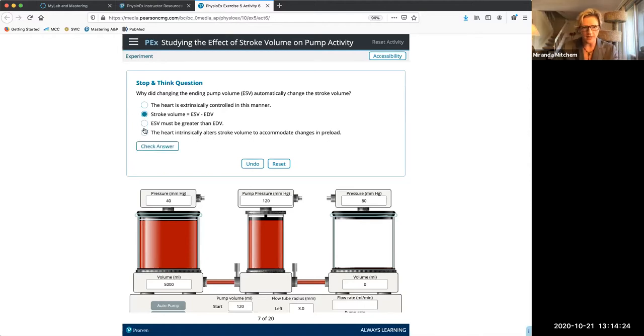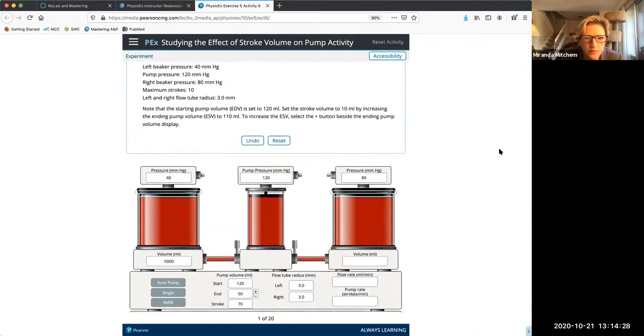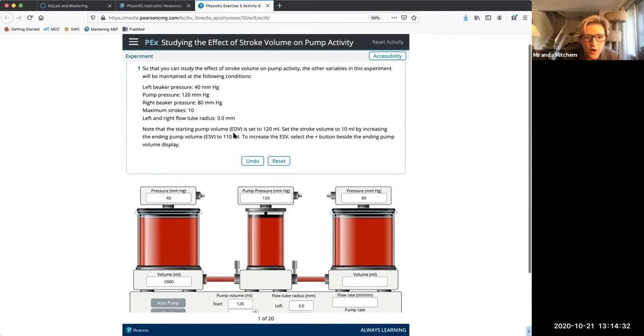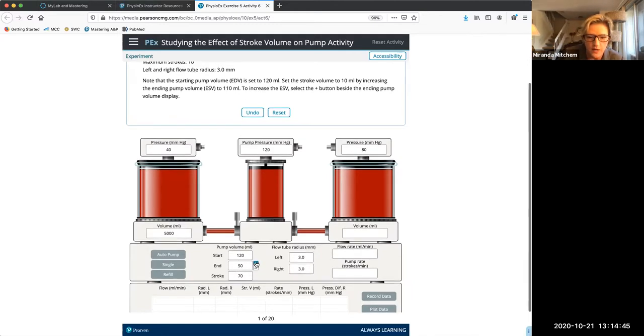I'm just going to guess at this and get through. I want to get to the experiment. I didn't even read what I clicked on there. Sorry about that. Okay, note that the starting pump is set to 120, which it is. Set the stroke volume to 10 by increasing. So the stroke volume is at 70. We're going to increase the end diastolic volume.